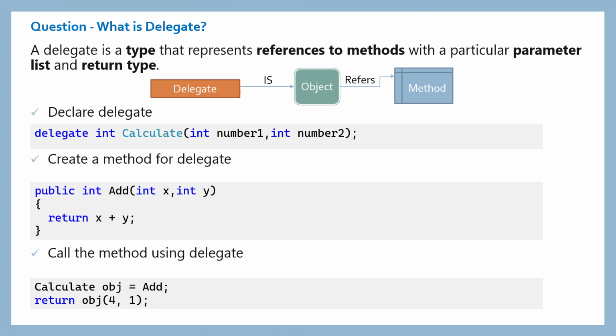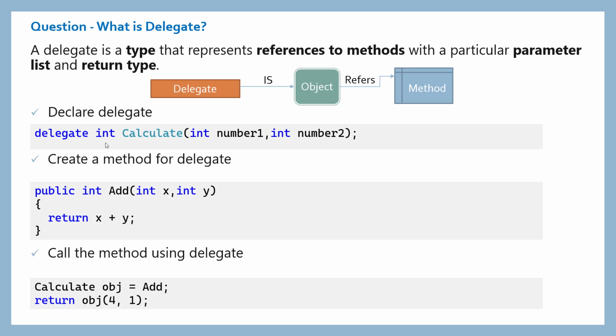The question is, what is delegate? A delegate is a type that represents reference to methods with a particular parameter list and having a return type. In the picture, we can see there is one delegate, which is an object, basically an instance of the type, and it refers to a method.